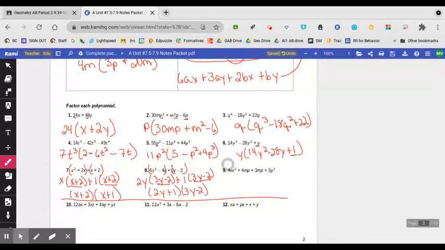Last one, I'm going to group the first two and the last two. The GCF between 4m squared and 4mp is 4m. That gives me m plus p, plus GCF between 3mp and 3p squared is 3p. So that gives me m plus p. I have m plus p in both, so that's 4m plus 3p times m plus p.